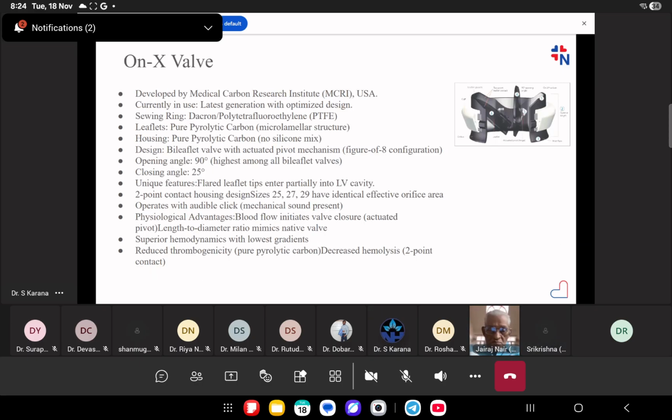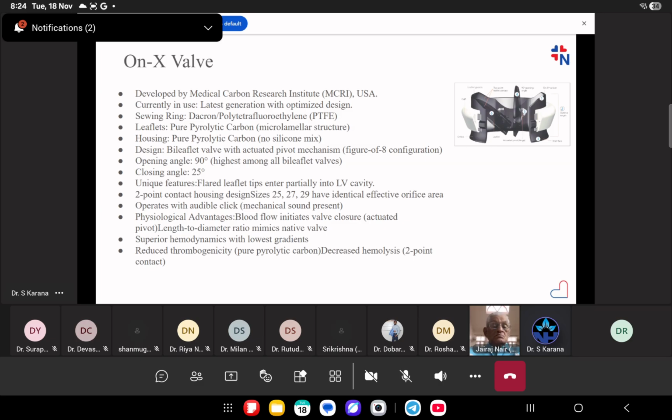Next, we are going to discuss the Onyx valve, sir, developed by Medical Carbon Research Institute, USA. The current one used is the latest generation with optimized design. The sewing ring is Dacron or polytetrafluoroethylene, PTFE. The leaflet is pure pyrolytic carbon, microlamellar structure. The housing is also pure pyrolytic without any silicon mix. This differentiation is important when we discuss the St. Jude's valve, where there is a silicon mix.